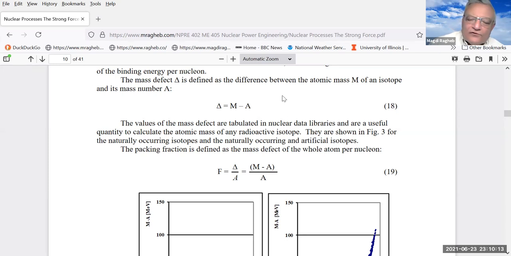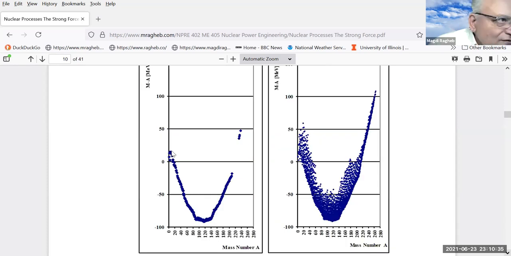And the same way as for the binding energy per nucleon, we take that mass defect, divide it by the total number of nucleons, and we call this the packing fraction. And from our data, we can come up with that plot. The packing fraction here as a function of the mass number is immediately the inverse of the graph that I've shown you a minute ago.